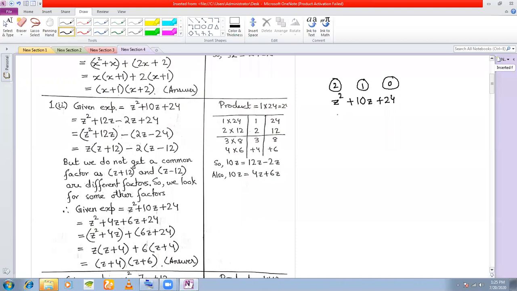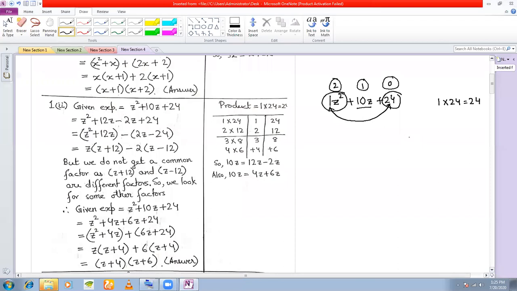But how to factorize? This is your middle term, right? You have a 1 here. You look at the extreme terms, this term and this term. Now you multiply the coefficients of these two. The coefficient here is 1 and the coefficient here is 24. So you multiply 1 with 24. Is this step clear, or any doubts in this step? No, sir. So I am multiplying 1 and 24 to get 24.